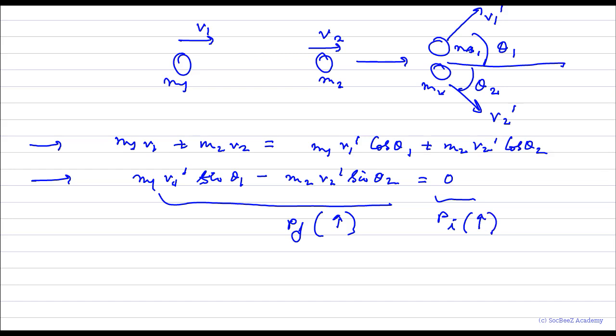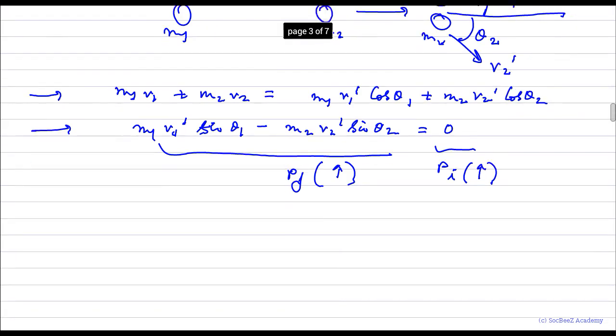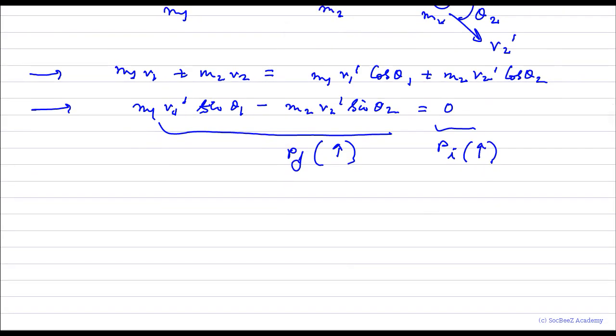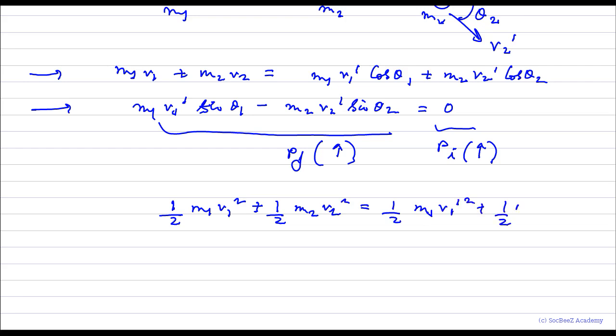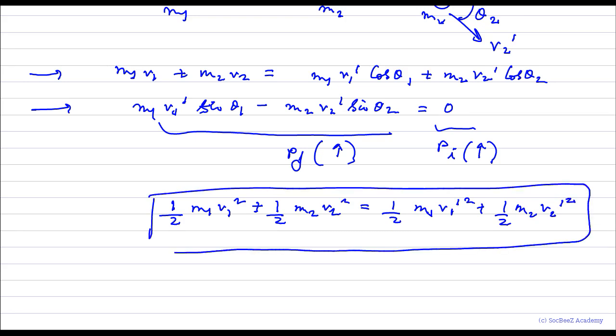Okay, fine. Now since the collision is elastic in nature, I'll write down half m1 v1 square plus half m2 v2 square. This must be equal to the final kinetic energy, half m1 v1 dash square plus half m2 v2 dash square. So this is the expression for the kinetic energy. This is the way we write down the equations. Basically, we write down the momentum equation and the energy equation in case of elastic collision.